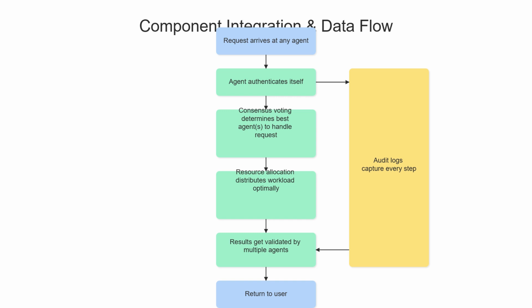Once the work is done, the results aren't just returned directly. They are validated by multiple agents before being sent back to the user, adding an extra layer of reliability and correctness. Every step of this process, from request to validation, is captured in detailed audit logs for security and debugging purposes. The true beauty here is in its fault tolerance. If one agent fails, others seamlessly take over. And if an agent provides a suspicious answer, the consensus mechanism is designed to catch it. This ensures continuous operation and trustworthy outcomes.